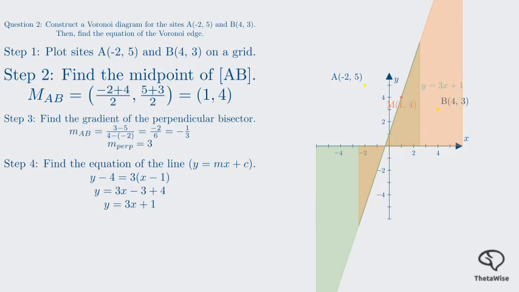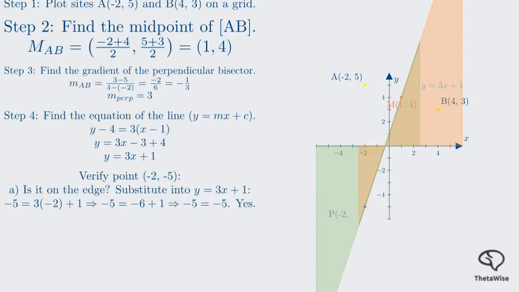To verify this, we are asked to check if the point (2, 5) is on the edge and equidistant from A and B. To check if it's on the edge, we substitute its coordinates into our equation. 5 = 3(2) + 1, which simplifies to 5 = 5. The equation holds, so it is on the edge.